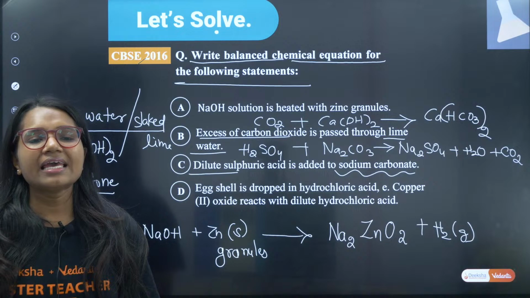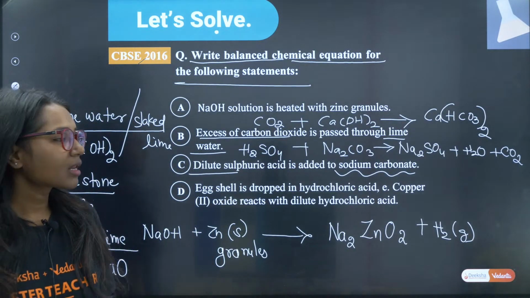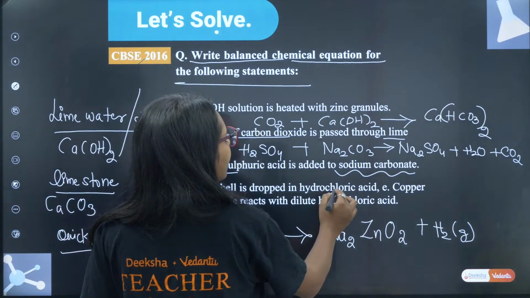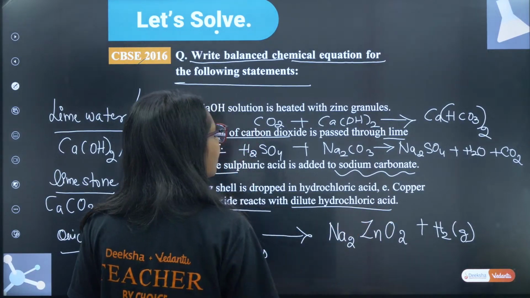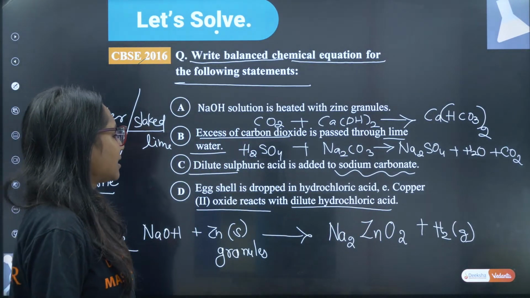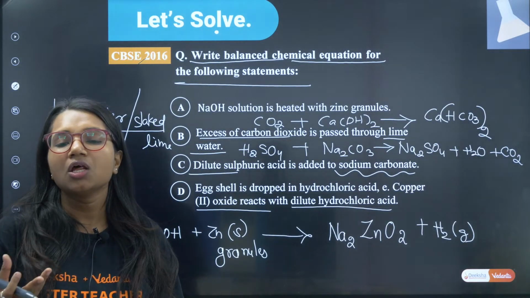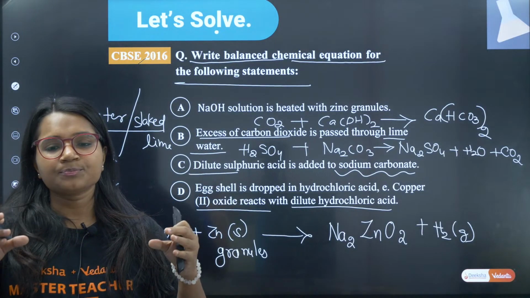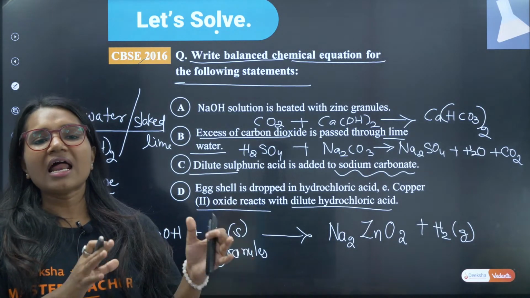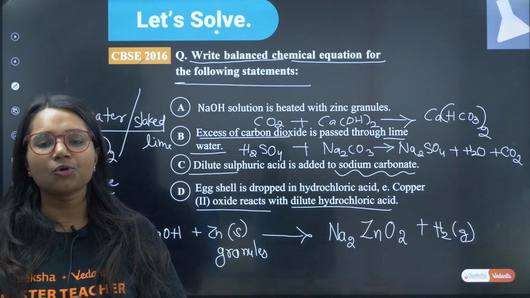Okay, next is eggshell is dropped in hydrochloric acid. Copper oxide reacts with dilute hydrochloric acid. What is eggshell? Do you know that when we eat eggs and we remove the cover, we keep that cover and we use it as a fertilizer for the plants? Have you seen this in your home?